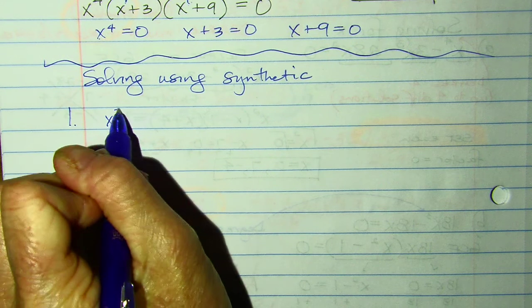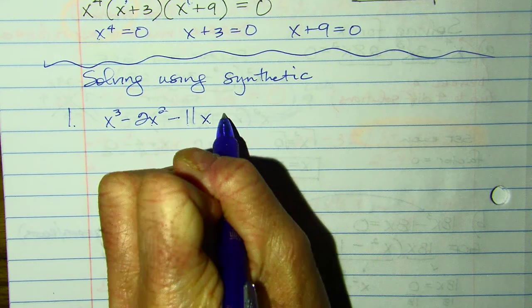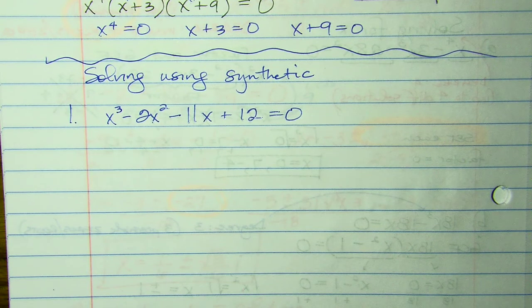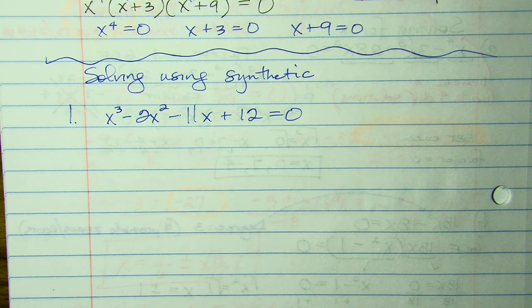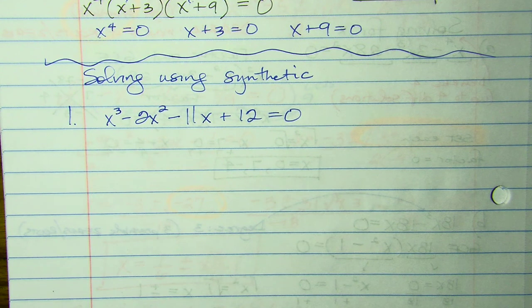x cubed minus 2x squared minus 11x plus 12 equals 0. Now, the reason I'm using synthetic is because I can't factor this by grouping, and I can't factor this using our x tool because I have 4 terms and I can't group them and take out a GCF. 11 and 12 have nothing in common, and these two have x squared in common, but it's not going to give me twin factors. So I'm having to use synthetic.